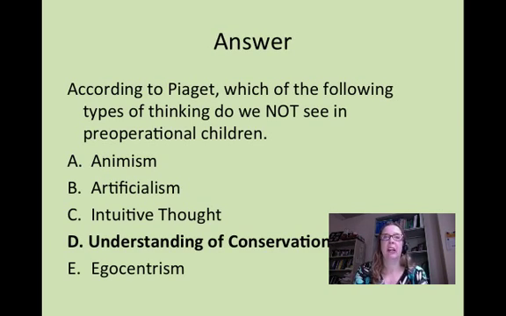We do not see an understanding of conservation. One of the key points of pre-operational children and pre-operational thinking is the fact that they lack this understanding. They don't understand that things sometimes look different, but their properties remain the same. When children do understand conservation is when they're going to move into that next stage.